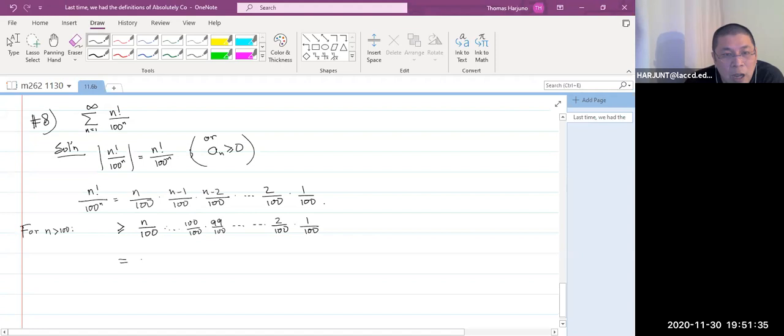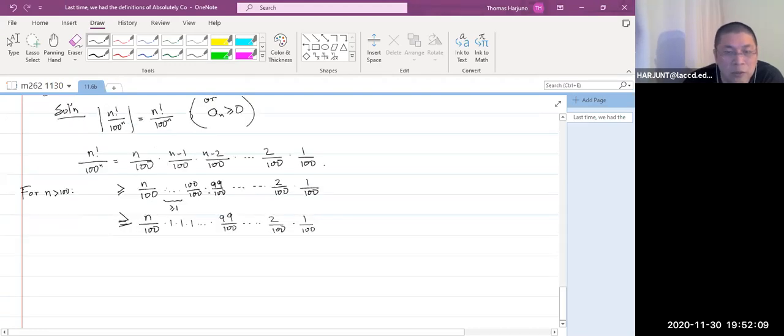Now, that is equal to n over 100, maybe rounded up, and it's less than or equal to this, since this part here is more than 1. Call those 1, 1, 1, and then 99 over 100 all the way down to 2 over 100, 1 over 100. But the thing is, this part here is constant. That's 99 factorial over 100 to the 99. This is n over 100.